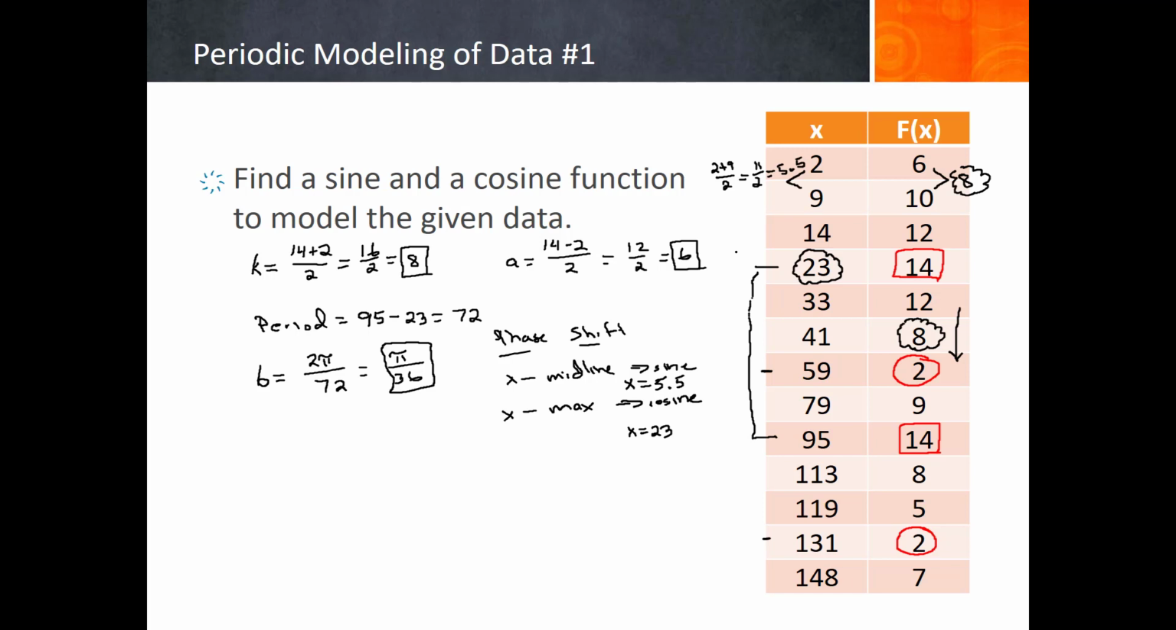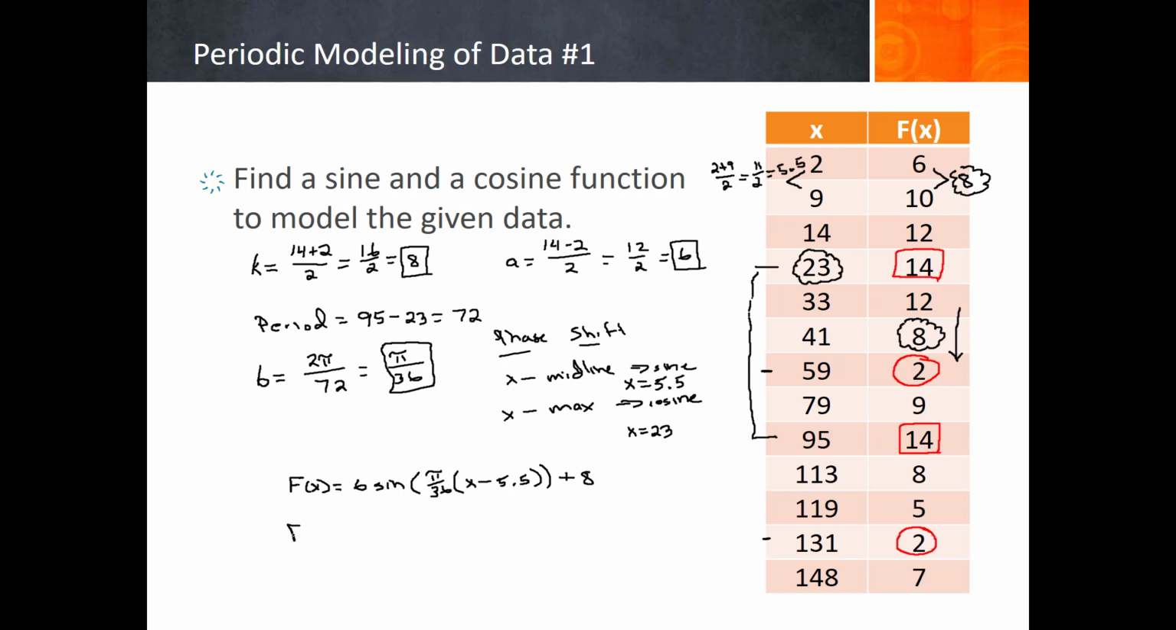All right. Okay, so we have all the information we need to write our equations then. So let's go ahead and do sine. So we have f of x is equal to the amplitude, which is 6, times the sine of the quantity pi over 36, because that's b, times the quantity x minus 5.5, that's our phase shift, that's the h value. And we close our parentheses, and then it's plus k, so in this case plus 8.